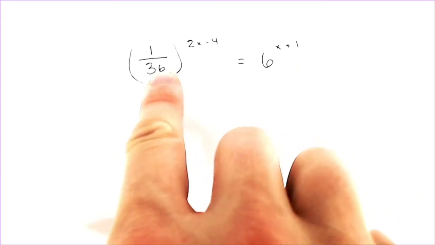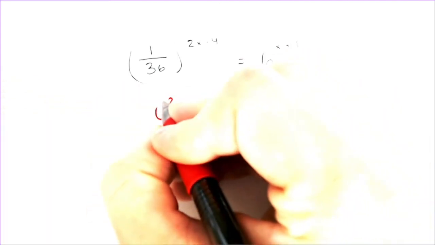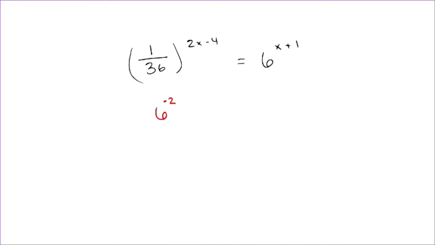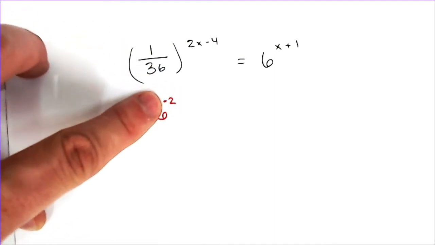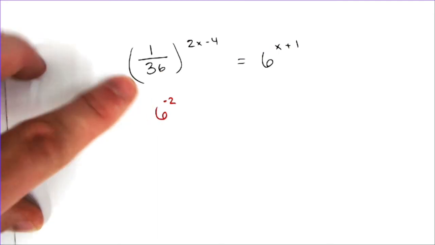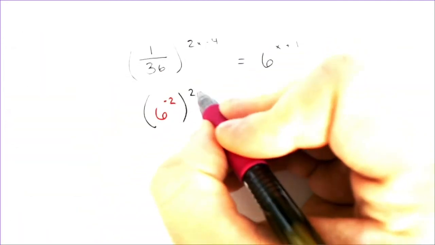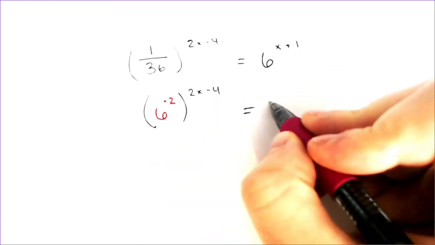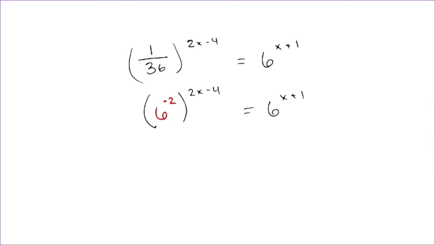6 squared is 36. Because it's 1 over 36, it is going to be to the negative power. That's the only thing that changes. If it's 36 with a 1 on top, make it a negative 2, not a regular 2. That's the only thing that would change with this problem. Now, I didn't have to change the right side of the equal sign this time because I could turn the 36 into a 6.